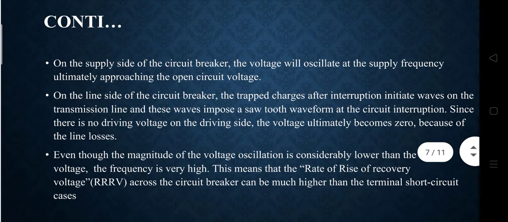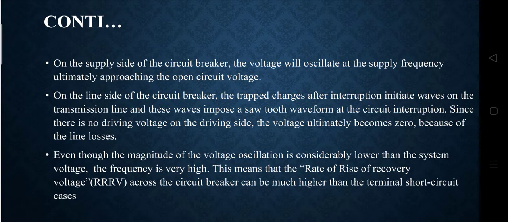Then on the supply side, when the circuit breaker opens, the voltage will oscillate at supply frequency, ultimately approaching the open circuit voltage. On the line side, the circuit breaker traps charges after interruption, which initiates waves on the transmission line, and these waves impose a sawtooth waveform after the circuit interruption. Since there is no driving voltage on the line side, the voltage ultimately becomes zero because of the line losses. Even though the magnitude of the voltage oscillations is considerably lower than the system voltage, the frequency is very high. This means that the rate of rise of recovery voltage, which is RRRV or TRV, across the circuit breaker can be much higher than in terminal short circuit cases.